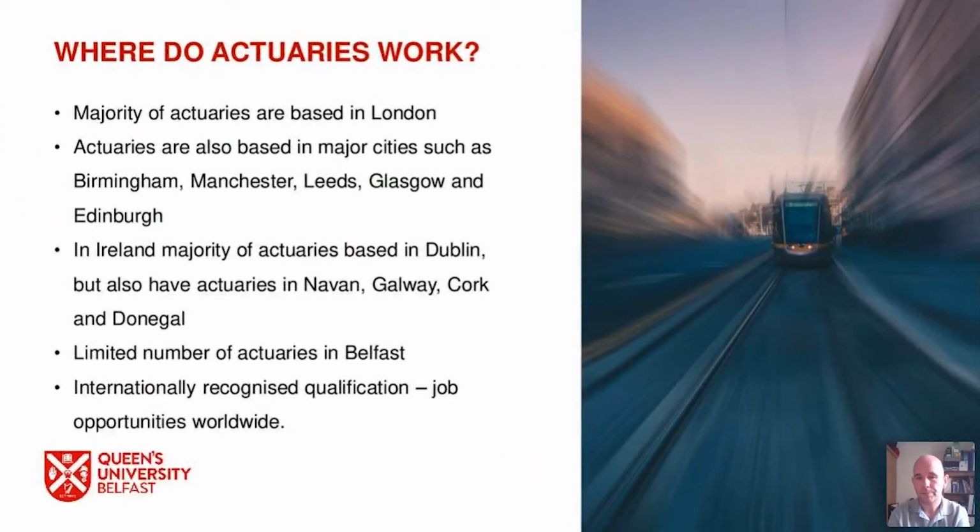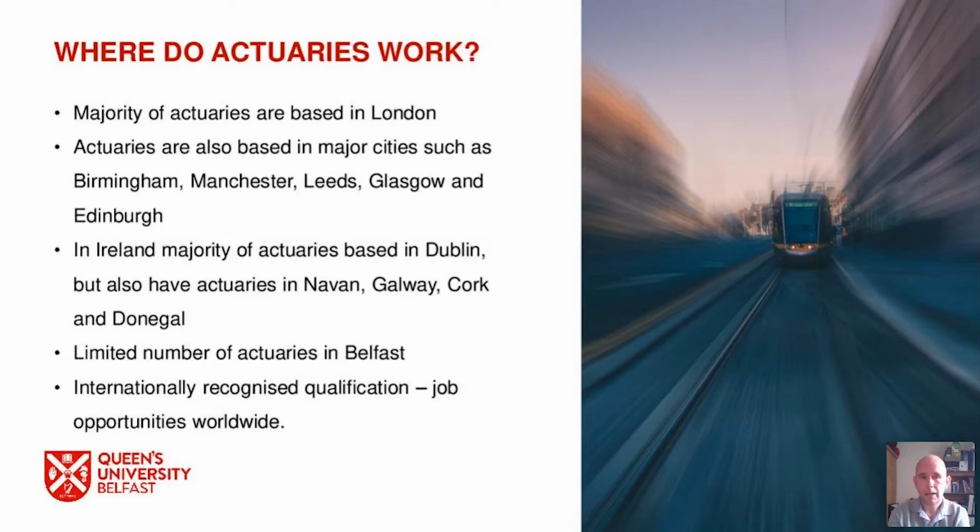Where do actuaries work? Actuaries work in any major city in the UK and Ireland. There's thousands of actuaries in London. It's the main financial centre in the world, so of course there's going to be thousands of actuaries, but there's also actuaries in major cities in the UK. So we have actuaries in Birmingham, Manchester, Liverpool, Leeds, Glasgow, Edinburgh, Stirling in the north of Scotland.